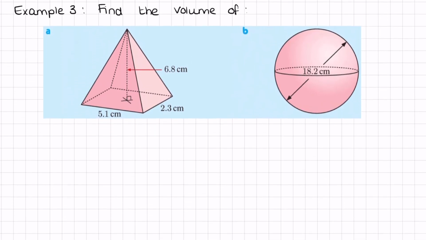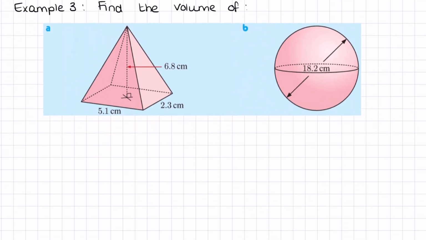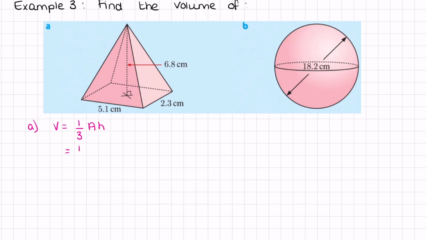So we've got 2 shapes here that we're going to find the volume of. So part A, the volume of a pyramid is a third multiplied by the area of the base multiplied by the height of the pyramid. The area of the base of this pyramid is a rectangle, so it would be length times width, that would be a third multiplied by 5.1 times 2.3 multiplied by the height of the shape, which is 6.8. And when you work that out, you'll get an answer of approximately 26.6 centimeters cubed.